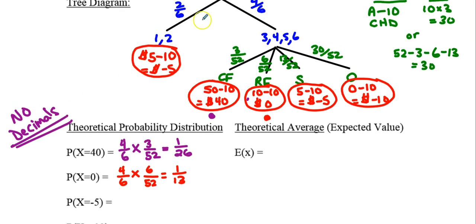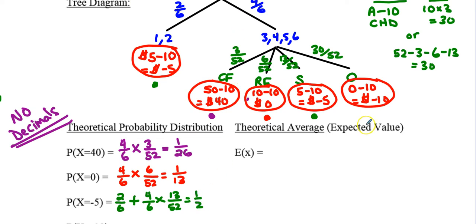The next possibility is losing $5. So to lose $5, that would be rolling a 1 or a 2, which is 2 over 6. But there's also another case where you can lose $5. So it's this case or the second case, rolling a 3, 4, 5, 6, which is 4 over 6, and drawing a spade, which is 13 over 52. And in lowest terms, that works out to 1/2.